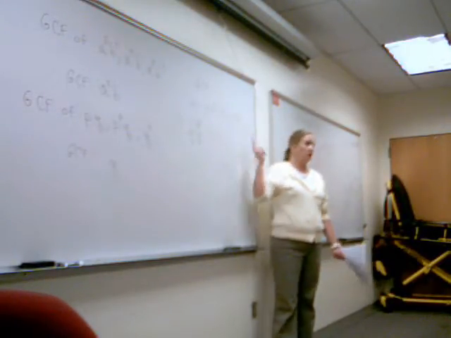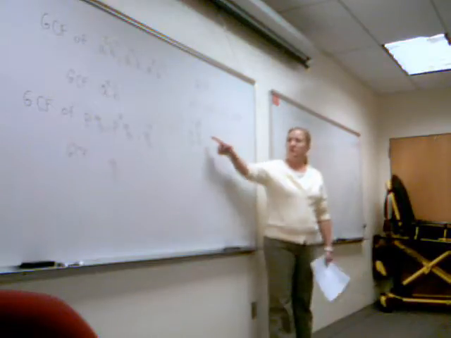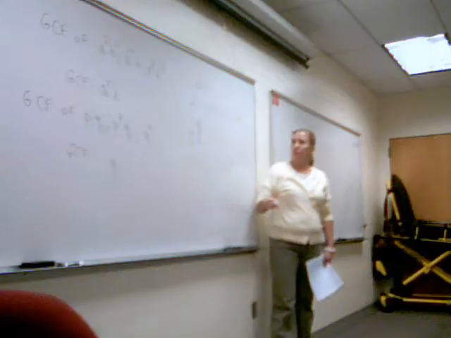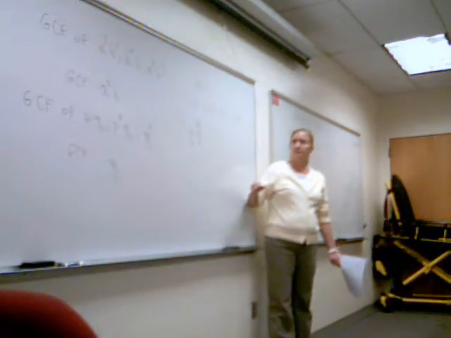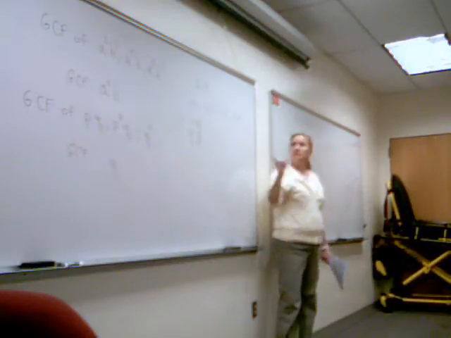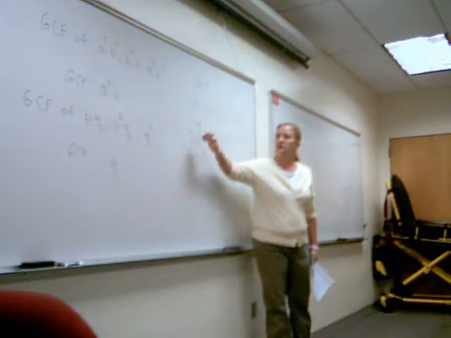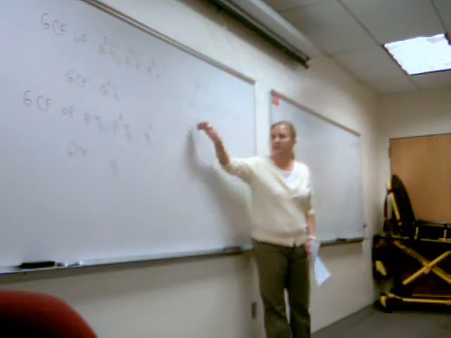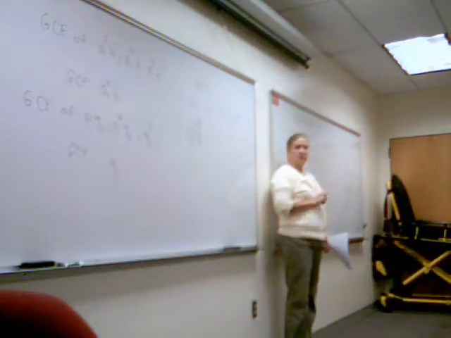2 will go into all of them, so that's an option. Can 6 go into all of them? No. Can 4 go into all of them? No, 4 can't go into 18. And can 3 go into all of them? 3 does not go into 28. So, by process of elimination of all the factors, the only thing that could go into all three was 2.